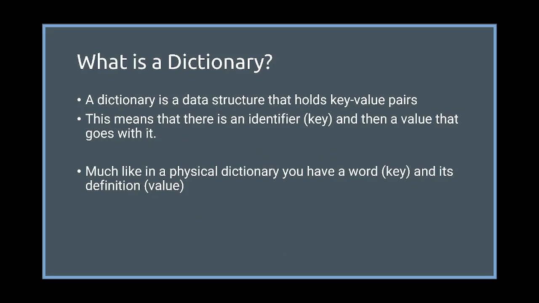So the next bit is a dictionary. Now dictionaries are quite difficult. So a dictionary is a data structure that holds key value pairs. This means that there is an identifier, a key, and then a value that goes with it. Much like in a physical dictionary, you have a word, which is the key, and the definition of that word, which would be the value.